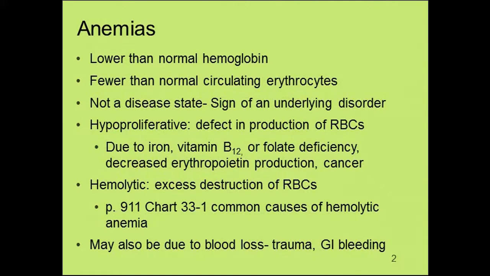Okay, so hypoproliferative anemias can be iron, B12, folic acid deficiencies, lack of erythropoietin. It can be related to cancer, but it's a situation where the bone marrow just cannot produce enough red cells. Okay, it's an underproduction. The patient's going to have an inappropriately normal or low reticulocyte count. Okay, so they're going to be anemic, but their retic count is not going to be elevated.